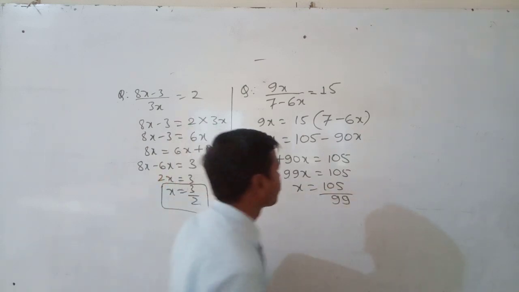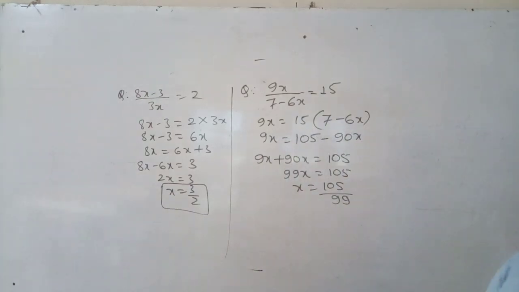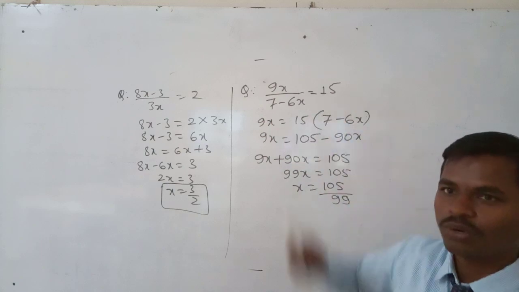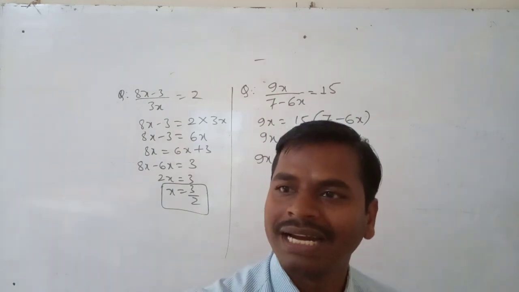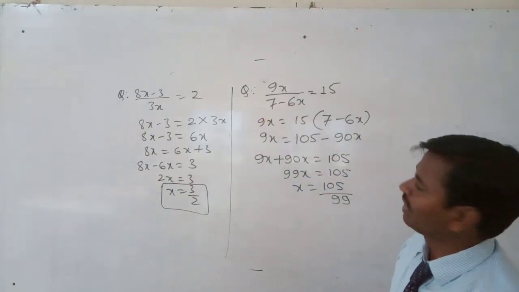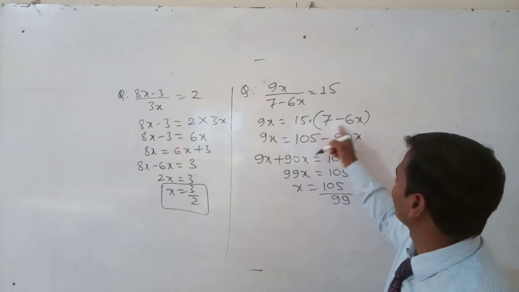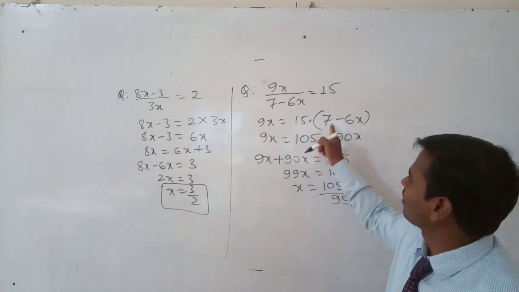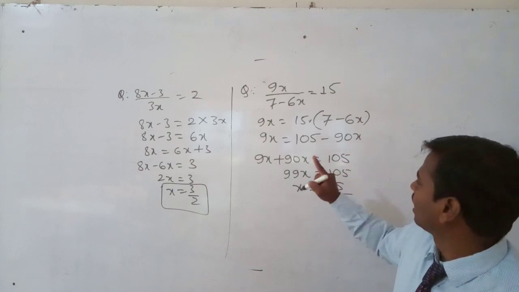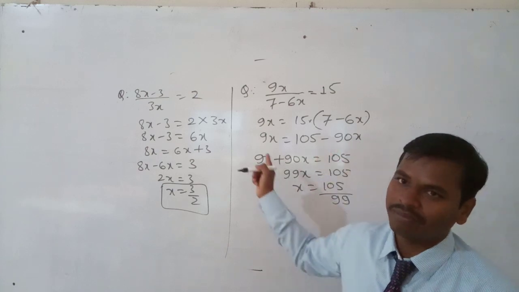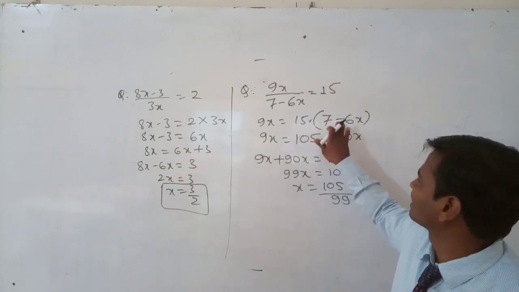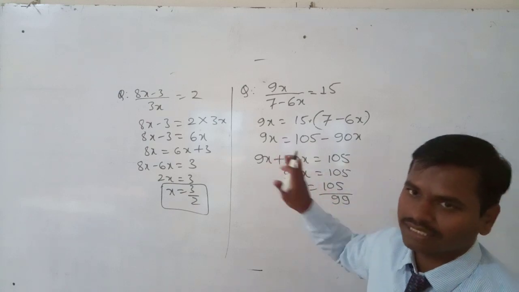Okay, what are we doing here? First, division is there now. We will shift this one to the right side, and division will become multiplication. 15 into bracket 7 minus 6x. 15 7s are 105. 15 6s are 90. Okay, 90x. Now we will shift the variable to the left side. Minus will become plus 90x.